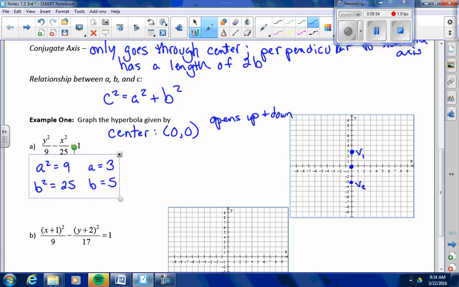The next thing we have to plot is our b value. We have a b value of 5. So, not going the same direction we just plotted our vertices, we need to go in the opposite direction from the center, 5 units, both sides. So that means from the center, we're going to go to the right 5 units. And from the center, we need to go to the left 5 units. Now, with those 4 points, we have to draw a box.